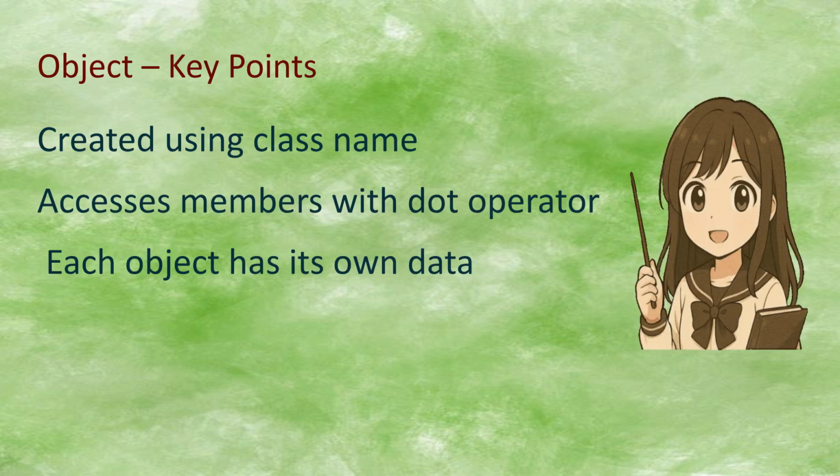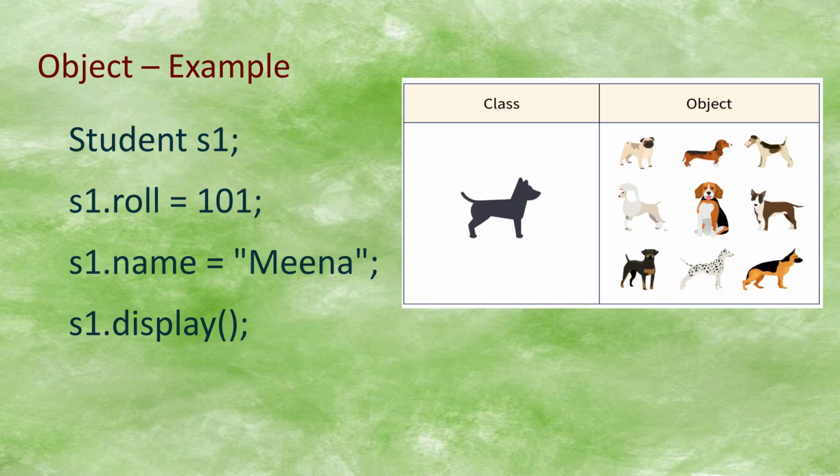Objects are created using the class name. We use the dot operator to access its members, and each object holds its own unique set of data. In this example, z1 is an object of the student class. We access and set its role and name, and then call the display function.